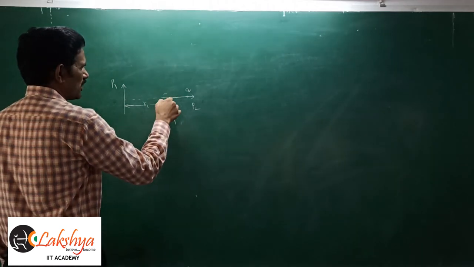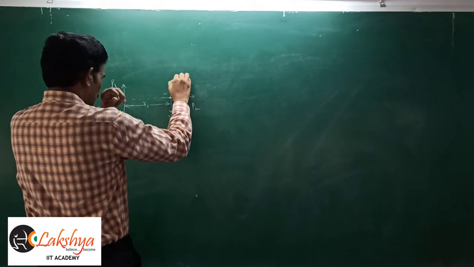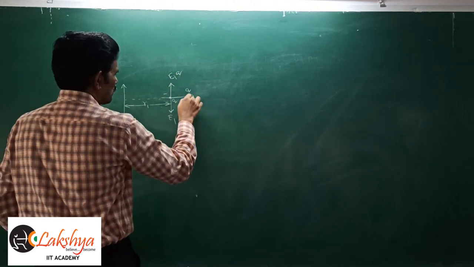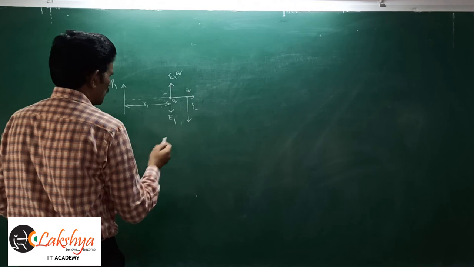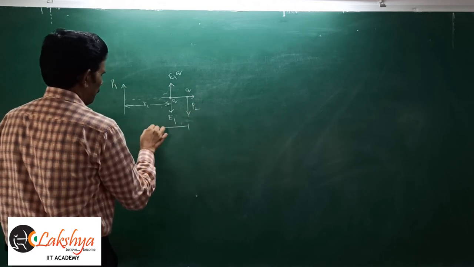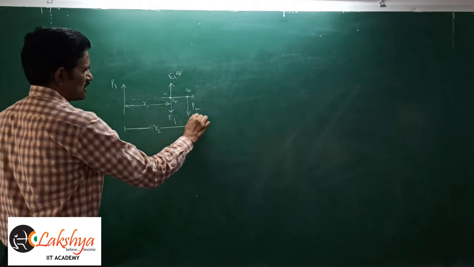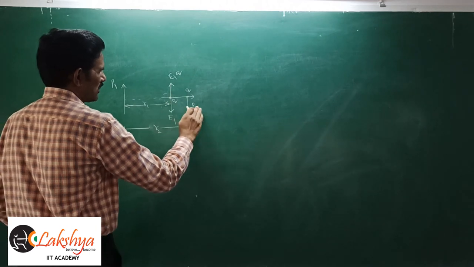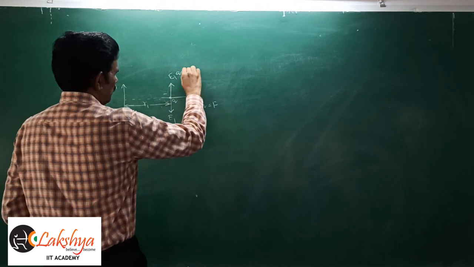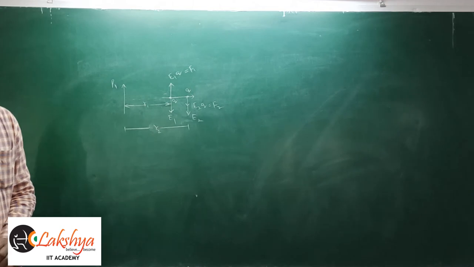So the force acting on the negative charge will be opposite to that, E1 into Q. And at this point, if this distance is R2, then the field is E2, and that force will be in the same direction. That force you can write as E2 into Q. This is F1 and this is F2. So then we need to find F2 minus F1 here.